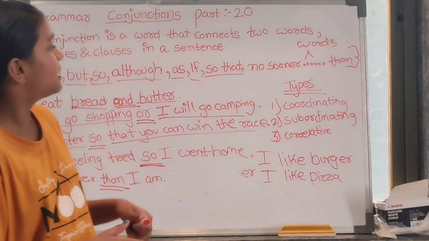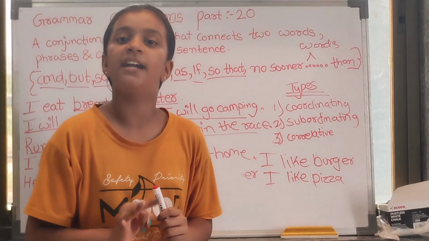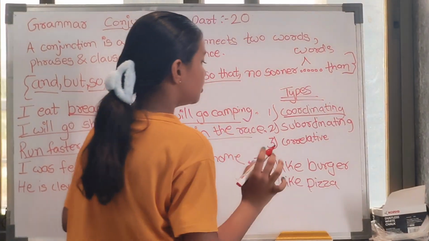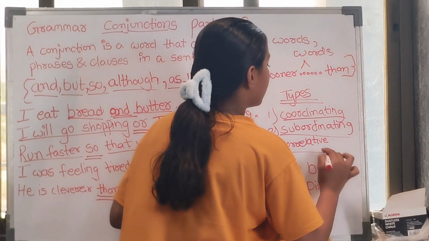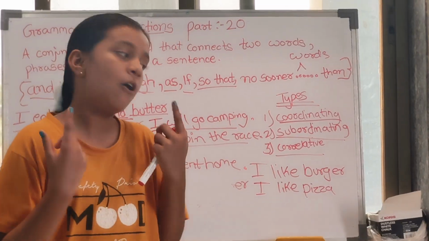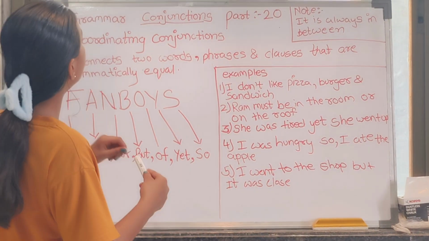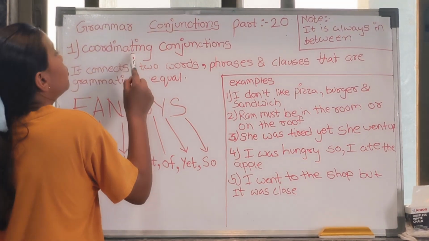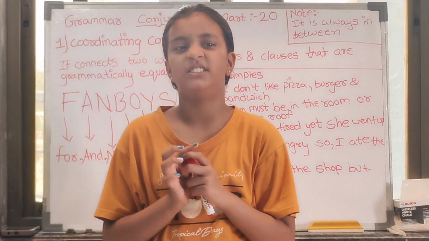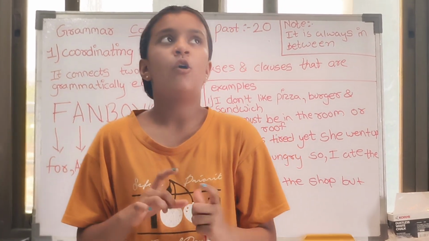Clear? So now let's learn the types of conjunctions. Okay, there are three main types of conjunctions: coordinating conjunctions, subordinating, and correlative. So let's learn about that. So here I am with coordinating conjunctions. Now, coordinating means what? See, coordinates on the map.